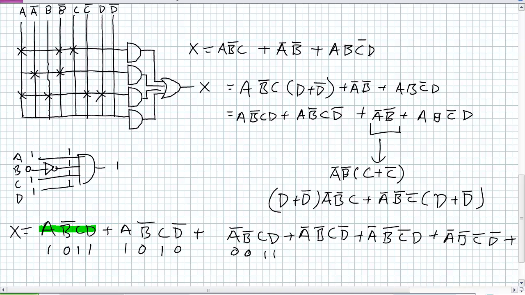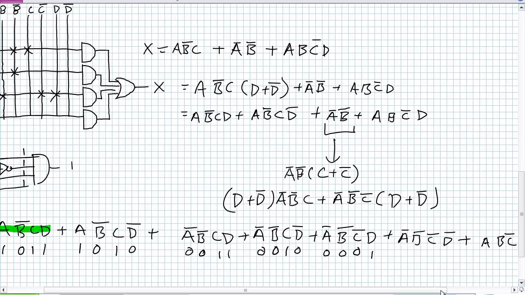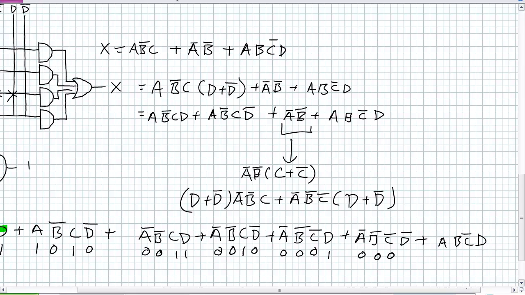Do this one: 0, 0, 1, 1. Then 0, 0, 1, 0. Then 0, 0, 0, 1. Keep on going: 0, 0, 0, 0, then 1, 1, 0, 1. And again, we are staying in the order A, B, C, D. You can do this in any manner you wish. You could do A, B, C, D. You could do D, C, B, A. You could do B, A, C, D. Don't do that.